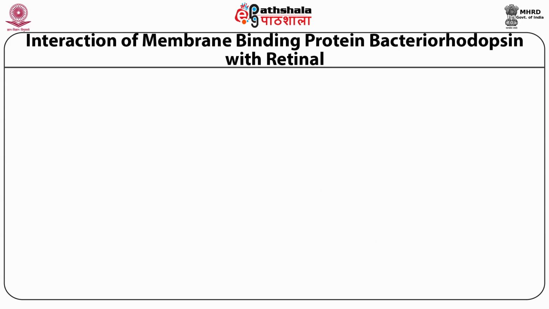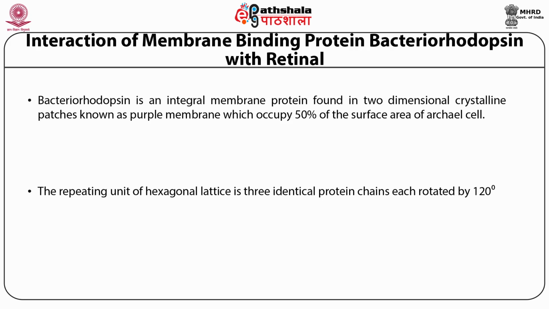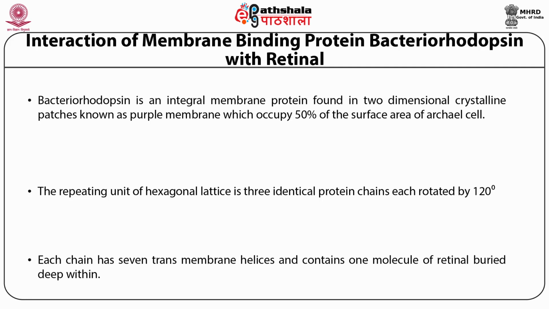I wish to give you another example. This is the interaction of the membrane binding protein bacteriorhodopsin with retinal. The bacteriorhodopsin is an integral membrane protein found in 2-dimensional crystalline patches known as purple membrane, which occupy 50% of the surface area of archaeal cells. The repeating unit of the hexagonal lattice is 3 identical protein chains, each rotated by 120 degrees. Each chain has 7 transmembrane helices and contains 1 molecule of retinal buried deep within.